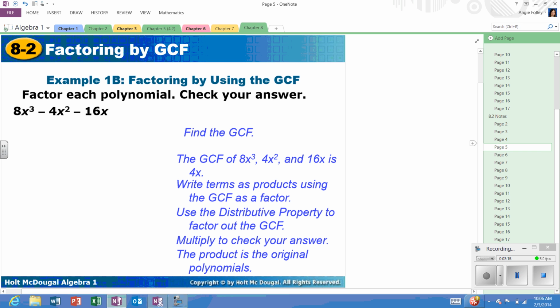So let's try another one. We're going to find the greatest common factor. What goes into 8, 4, and 16? The biggest number is 4. And then for the variables, x to the third, x to the second, and x, the biggest one that goes in is an x. So now we're going to write it as a product.